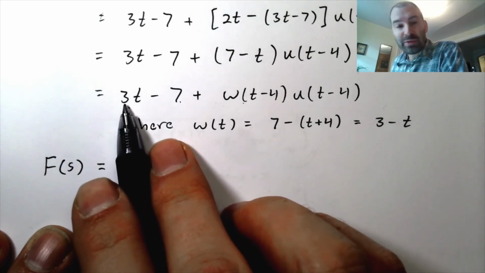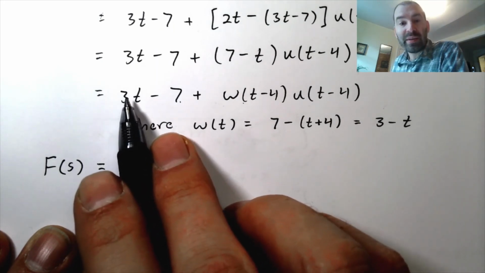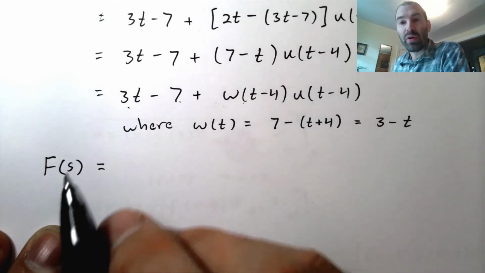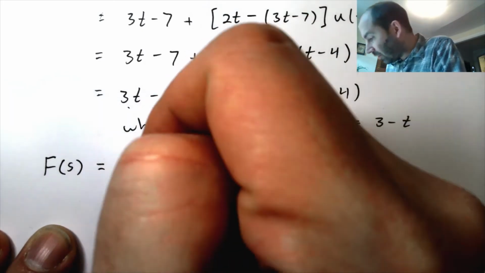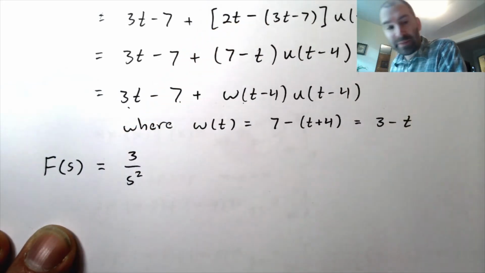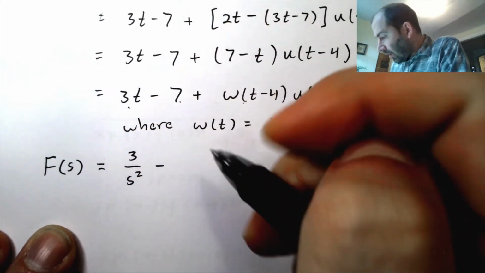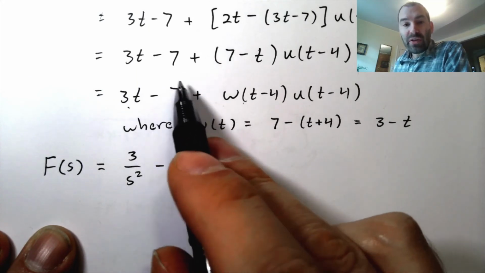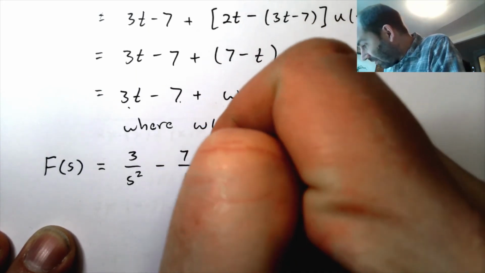What's the Laplace transform of 3t? Well, it's 3 times the Laplace transform of t. The Laplace transform of t is 1 over s squared. So this becomes 3 over s squared. The Laplace transform of 1 is 1 over s, so the Laplace transform of 7 is 7 over s.